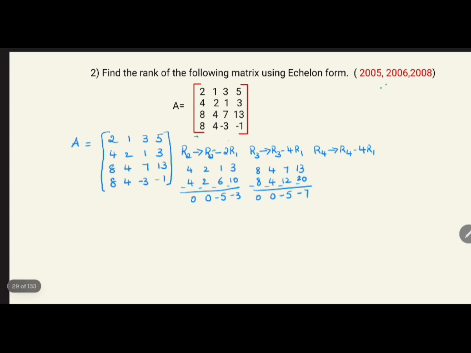Next, what is the next operation? Here it is R4 minus 4R1. So write down R4: 8, 4, minus 3, minus 1. Multiply the first row by 4. 4 2s are 8, 4 1s are 4, 4 3s are 12, 4 5s are 20. So I will subtract these elements. So it is 8, 0, 0, minus 15, minus 21. Now, is that clear, students?